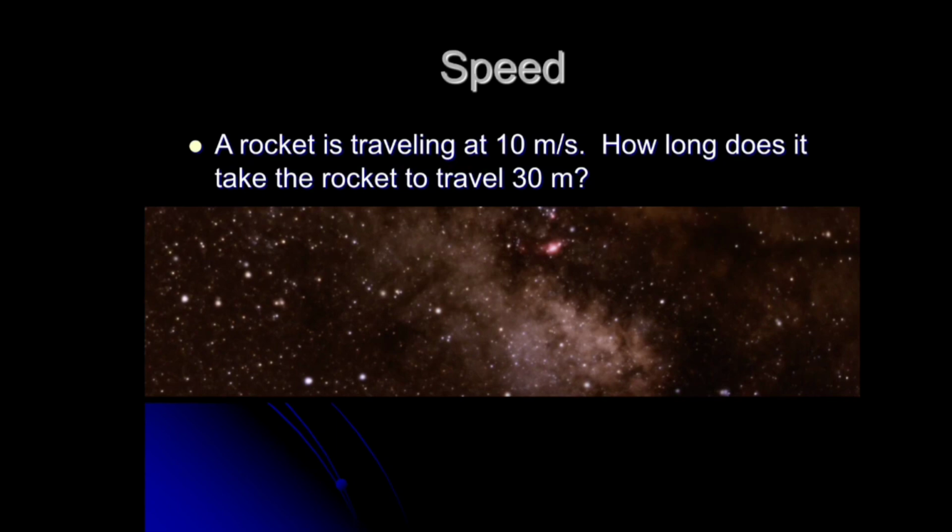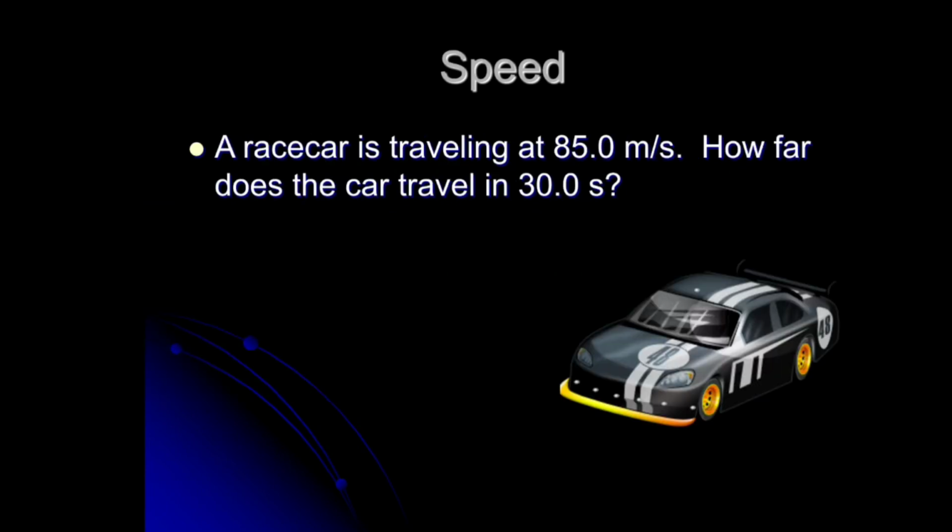Now a rocket is traveling at 10 meter per second. How long does it take the rocket to travel 30 meter? Let us see another example. A race car is traveling at 85 meter per second. How far does the car travel in 30 seconds?